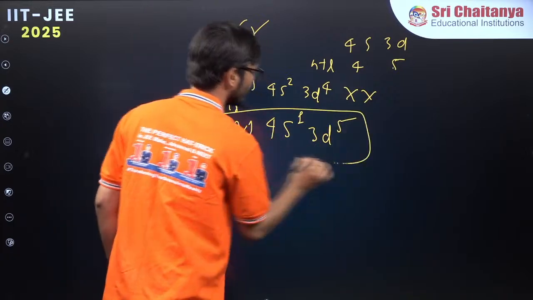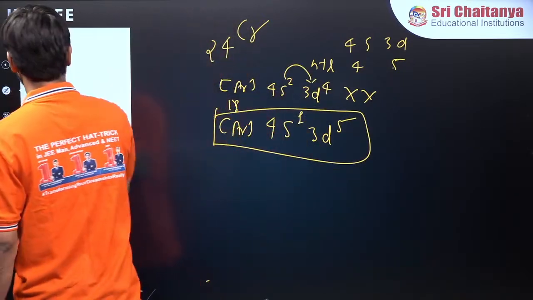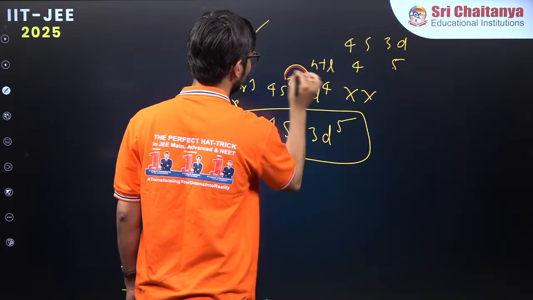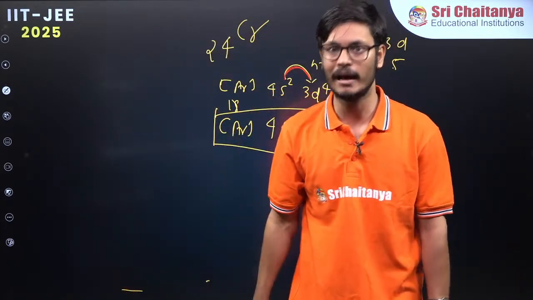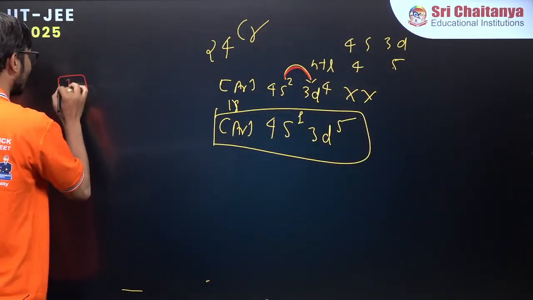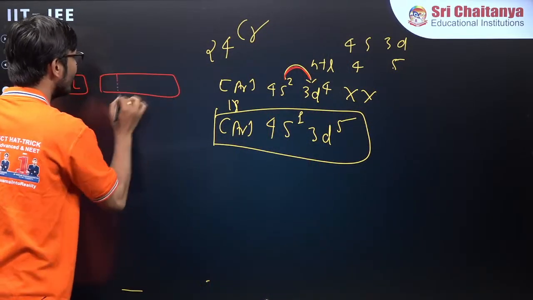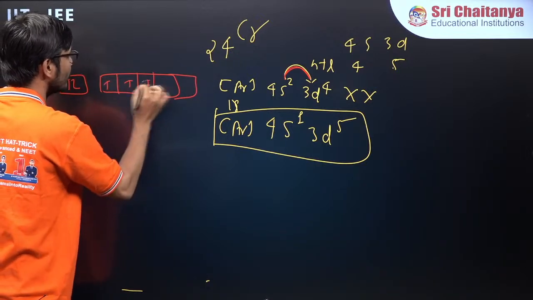4s1 3d5. So actually one electron goes from s to d. Why does it go, sir? I have already told you. What have I told you? Look into this. 4s2 has 2 electrons in one box, and in d, how many electrons? 1, 2, 3, 4.